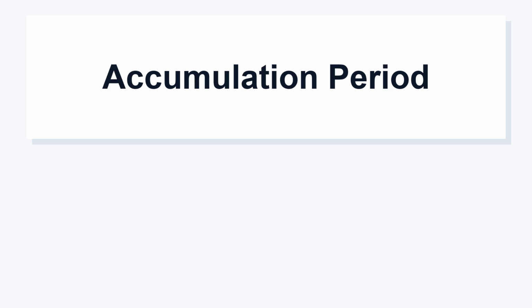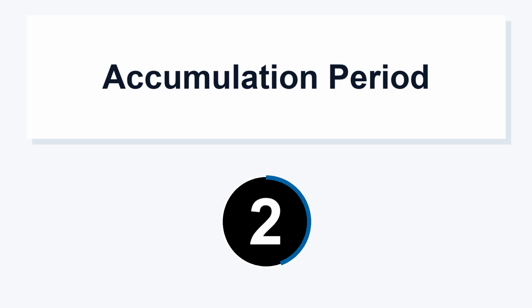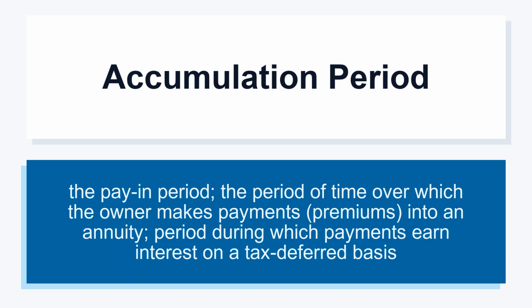Accumulation period. The pay-in period, the period of time over which the owner makes payments, premiums, into an annuity, during which payments earn interest on a tax-deferred basis.